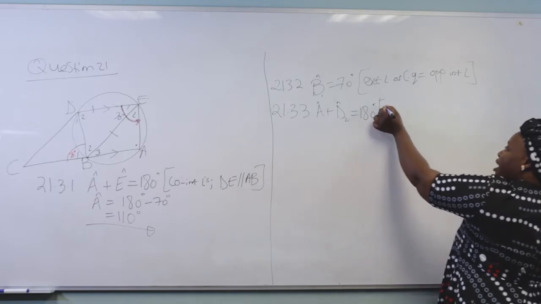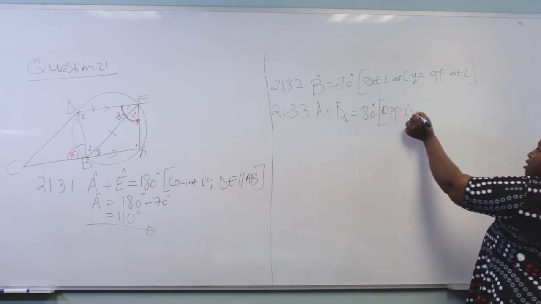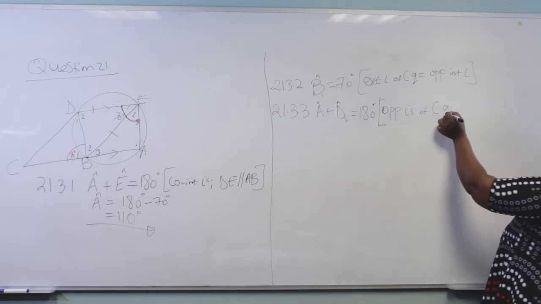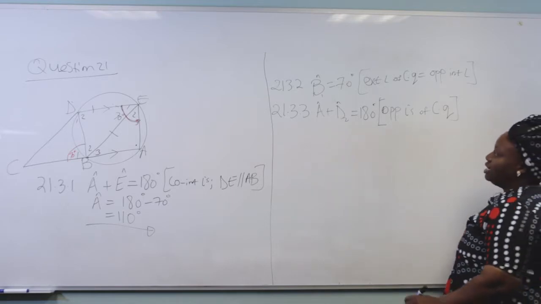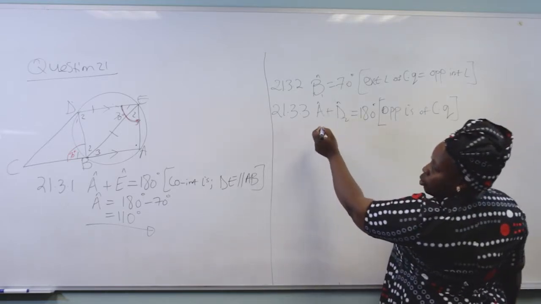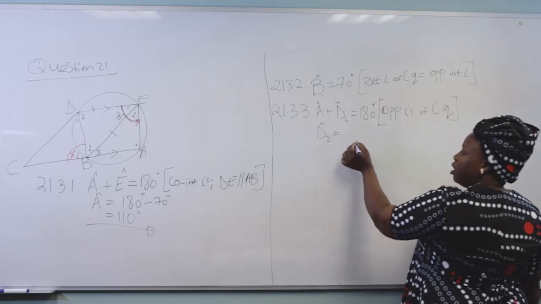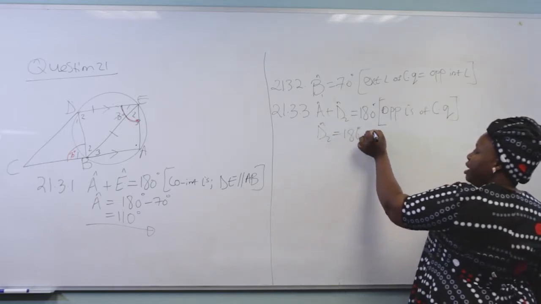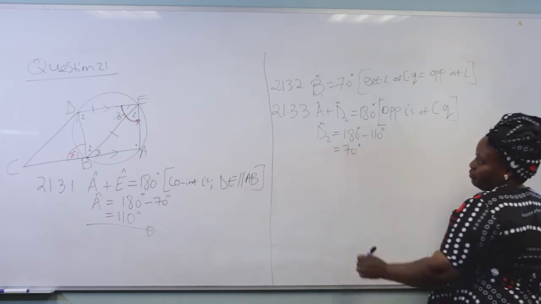That is opposite angles of a cyclic quad must be equal to 180. So A, we have found it to be 110. So it means that D2 is equals to 180 minus 110. That gives us a 70.